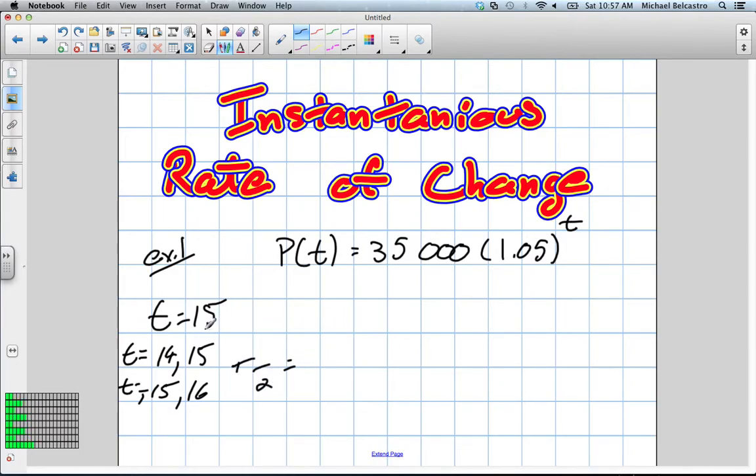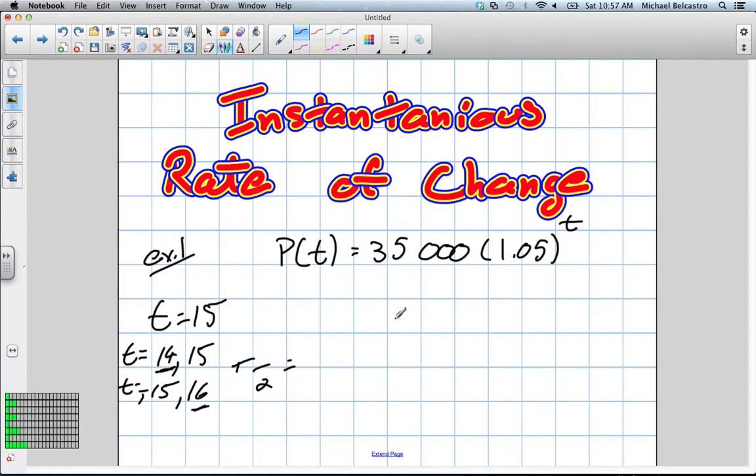In this case, what we'll do is we'll find two values around 15. So for instance, instead of doing 14 to 15, we can use 14 and 16, because we know 15 is going to fall right in the middle of them. But to be more accurate, it's technically best to get closer to 15.